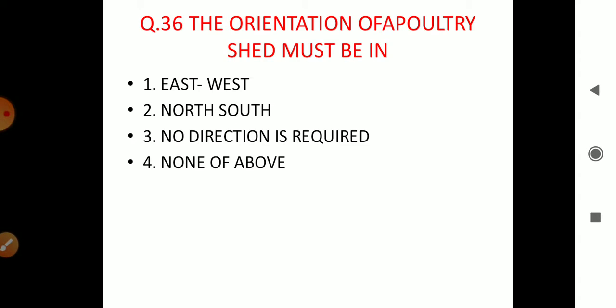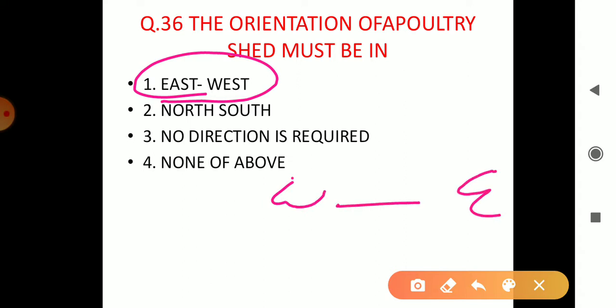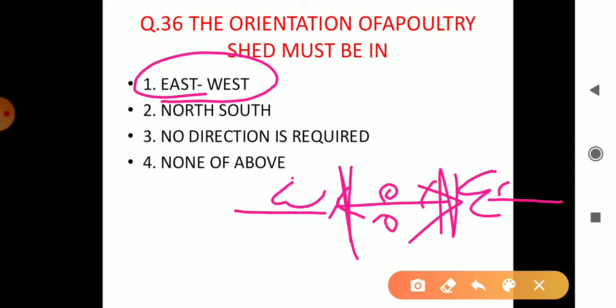Coming to the next question, the orientation of a poultry shed must be in which direction? It must be in east to west direction. The orientation must be in this direction so that light cannot fall on the poultry birds, but the wall here, the poultry will reach here.